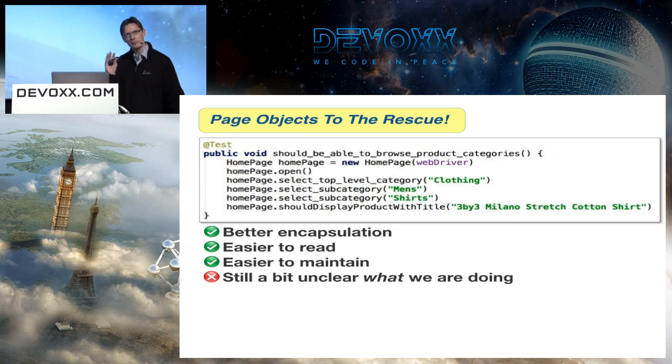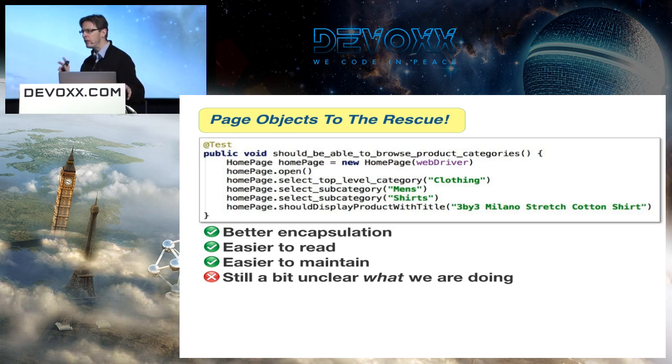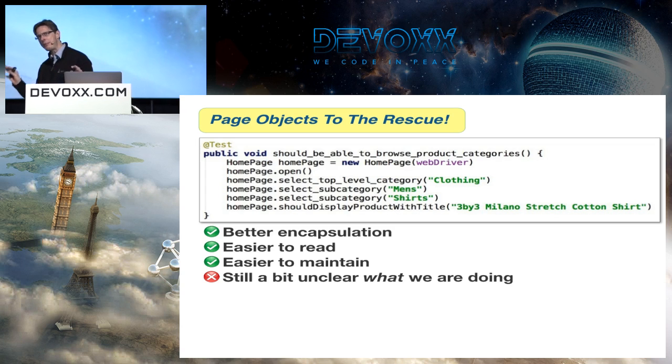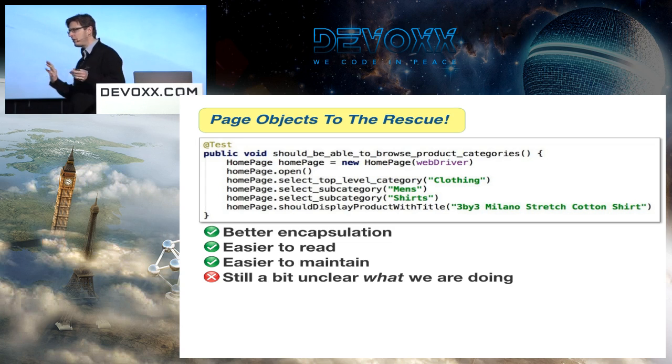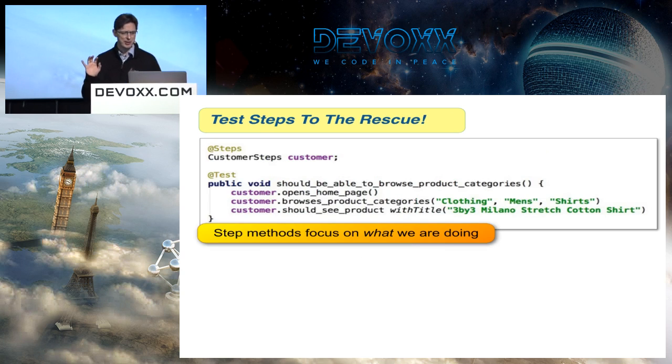At the acceptance test level, you're really talking about what you want to achieve in terms of business goals. You're not even interested in pages yet. So pages are great for encapsulating the HTML details and making the tests easier to maintain, but they're still not quite there for the level of abstraction we want.